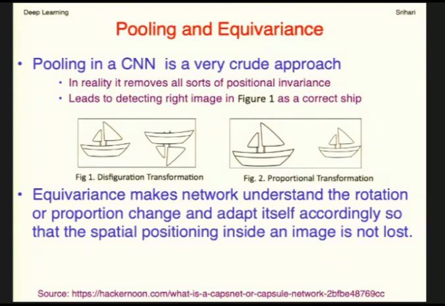Pooling in a CNN is a very crude approach. In reality, it removes all sorts of position information and leads to detecting the right image in figure 1 as a correct shape. Yeah, we have a disfiguration transformation. It's upside down here.